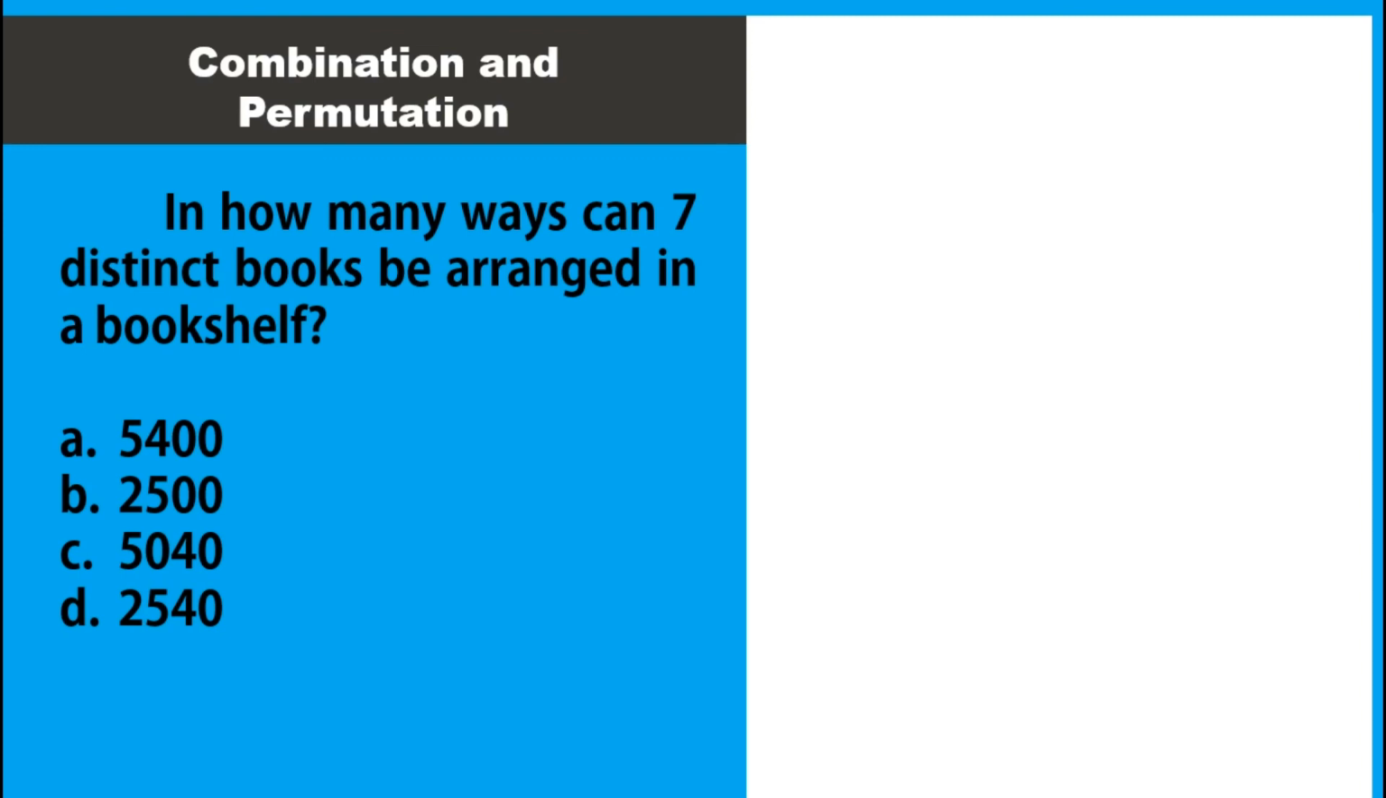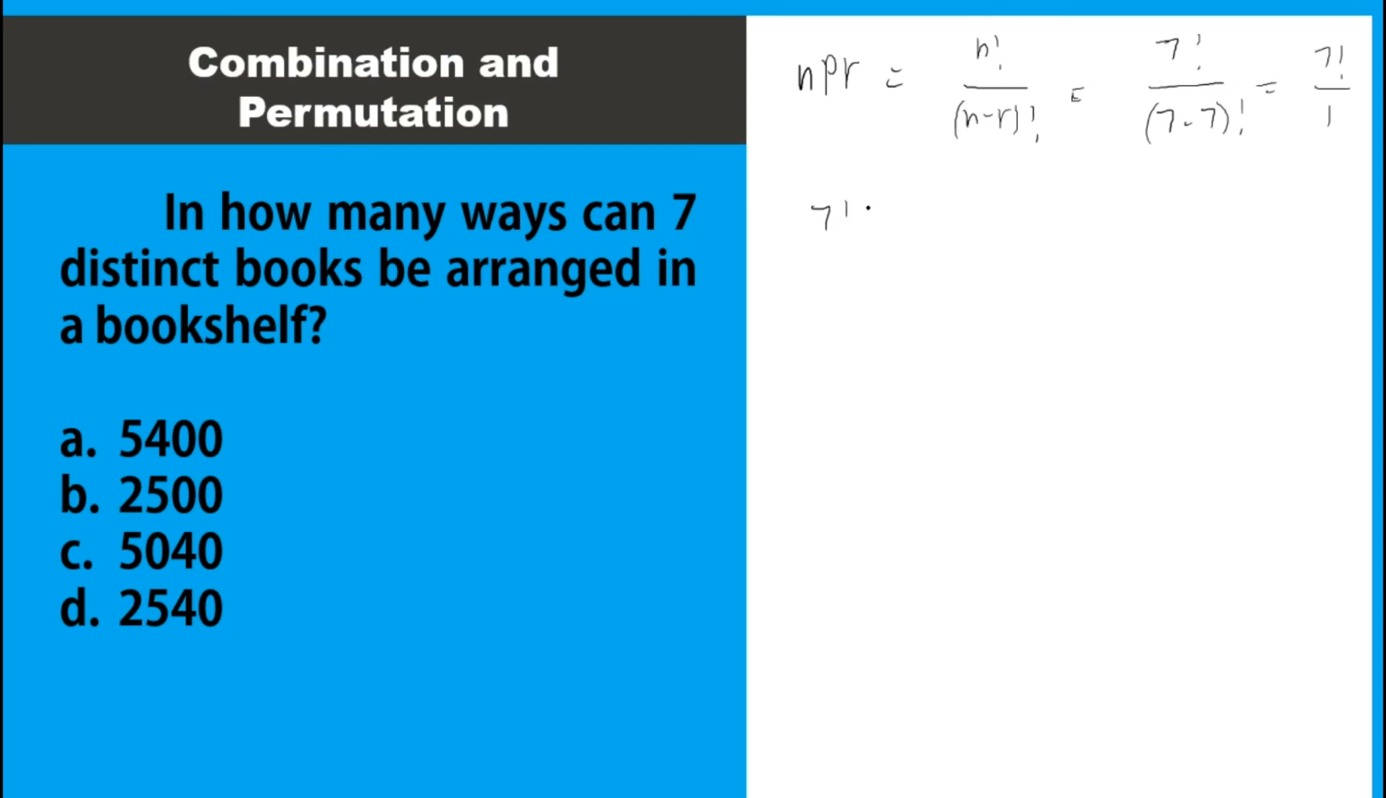In how many ways can 7 distinct books be arranged in a bookshelf? If you arrange the books in different order, it is considered as different. So it means that this is a permutation problem. So you have nPr, that is n factorial over n minus r factorial. With 7 books, you have 7 factorial over 7 minus 7 factorial, since we take that 7 at a time. So you have 7 factorial over 0 factorial, that is 1.